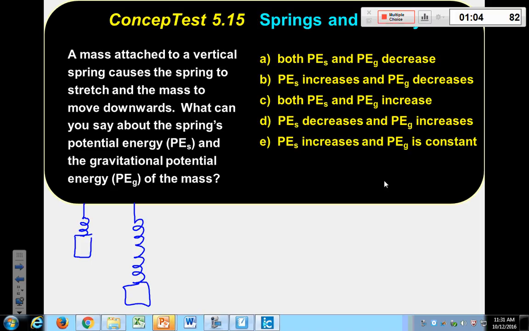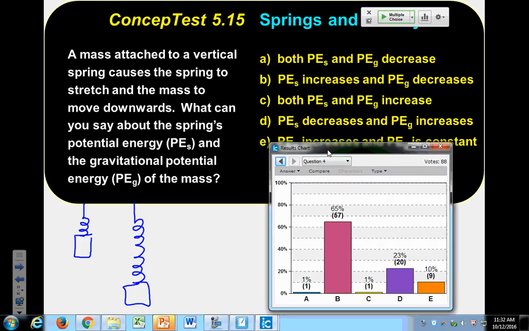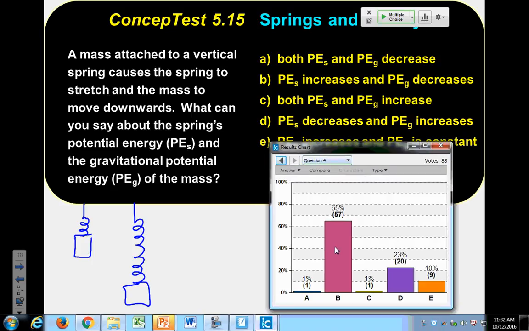All right, let's stop at 110. Just a few more seconds. Okay, let's see. C or B rather is the right answer.